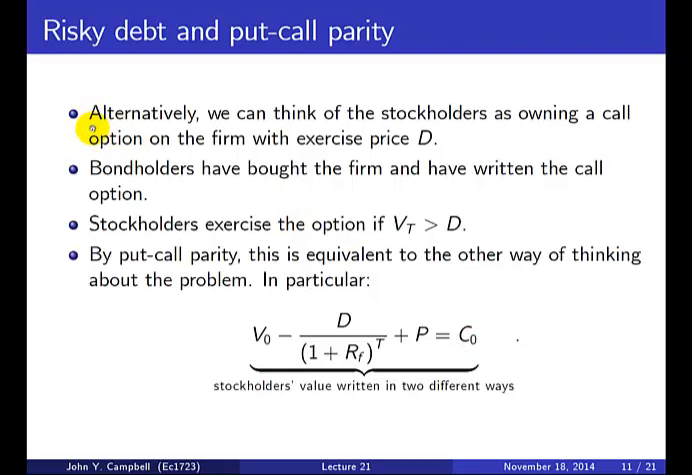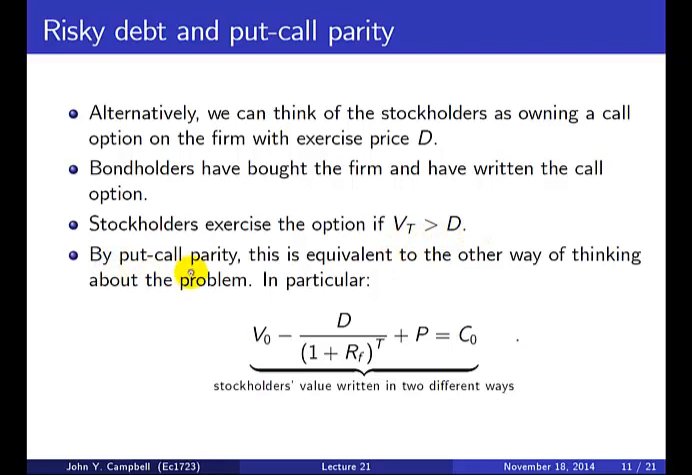Alternatively, we can think about it this way. We can think of the stockholders as actually not owning the firm at all, but owning a call option on the firm with an exercise price D. Bondholders have bought the firm implicitly in this other way of thinking about it and have written the call option. So then stockholders exercise the option if VT is bigger than D.